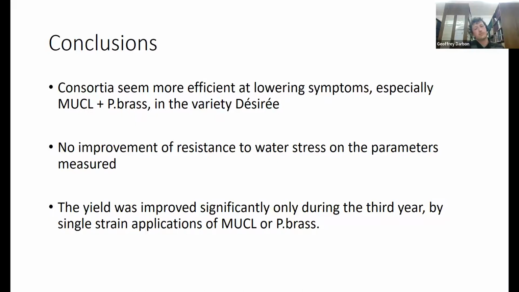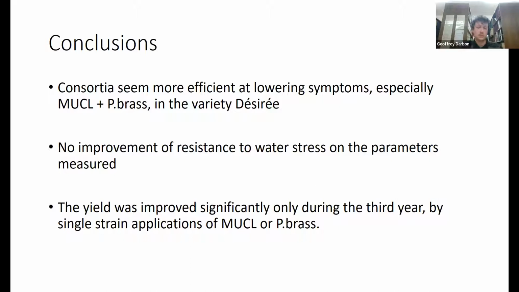So, conclusions: the consortia, as the literature suggests, seem more efficient at lowering the symptoms of post-harvest diseases, especially the combination of the Rhizophagus and the Pseudomonas in the variety Desiree. Regarding the water stress, we observed no real difference. Of course, we observed the yield difference between irrigated and rain-fed lines, but no inoculation seemed able to lower the yield losses caused by water stress or any other parameters that we measured.